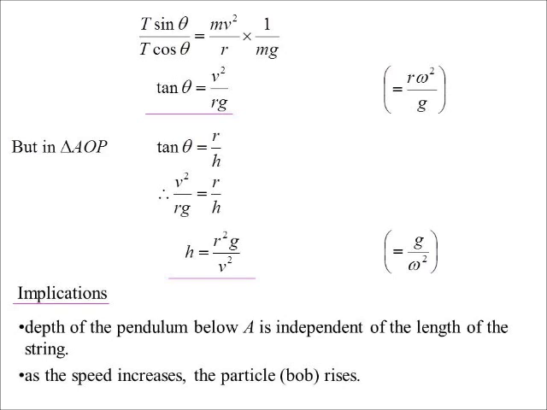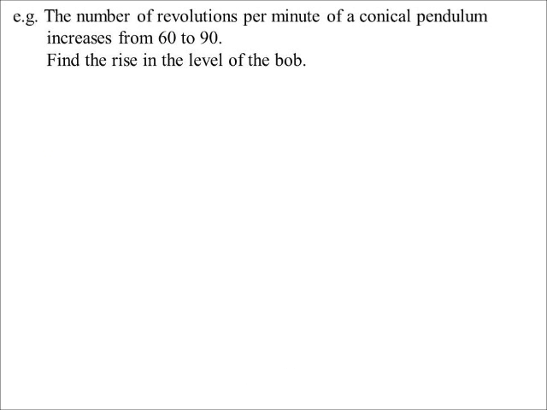And as I say, as the speed increases, good old Bob rises. Oh, well, let's have a look at this problem then. So we've got a conical pendulum, and I'm going to increase the number of revolutions from 60 per minute to 90 per minute. We want to know, well, how much will it rise? So I'm increasing the angular velocity, it will rise.